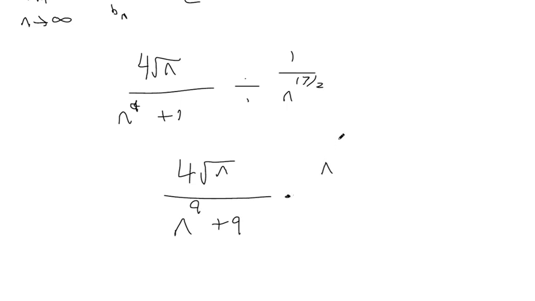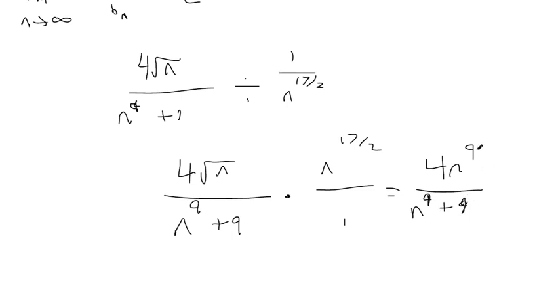There we go. Flip and multiply the second one. We get something pretty, well, that's not bad. This is n to the 1 half times n to the 17 halves, so that's n to the 18 halves, so that's n to the 9th. So 4 n to the 9th over n to the 9th plus 9. Wow, they set it up so nicely for us.